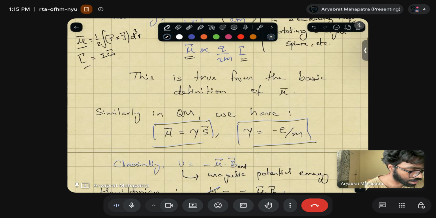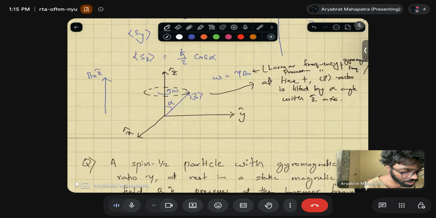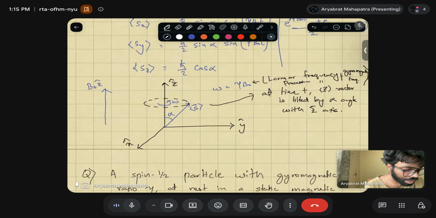they precess. They precess with this frequency, which is gamma B naught, and this alpha is the angle with which they are additionally tilted. So they remain tilted, and with that they also precess about the field.